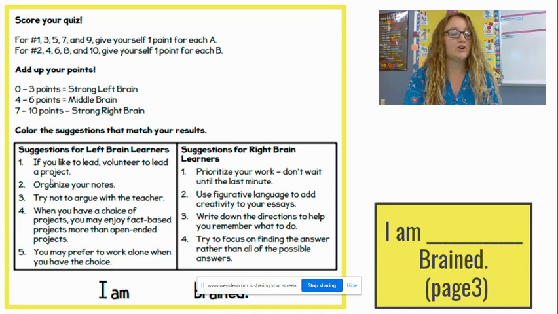Organize your notes. Try not to argue with the teacher. When you have a choice of projects, you may enjoy fact-based projects more than open-ended projects, and you may prefer to work alone when you have the choice.